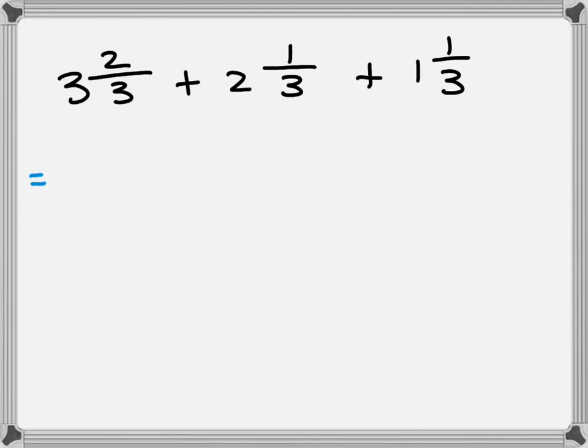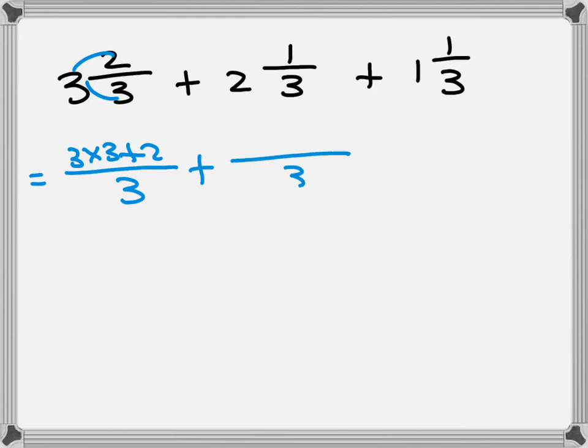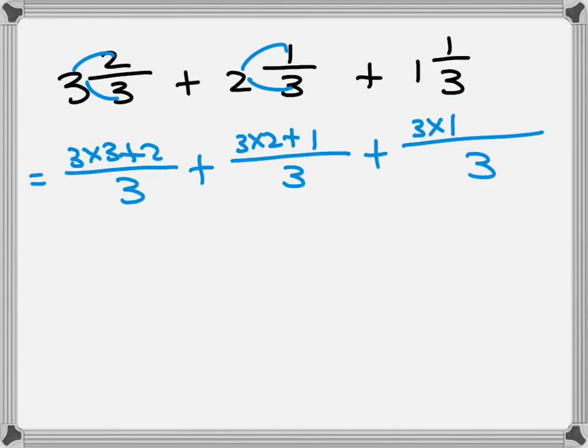So the first one is going to be over 3, and it's going to be 3 times 3 plus 2. Plus, the next one's over 3. 3 times 2 plus 1. Plus, the next one's over 3. 3 times 1 plus 1. Okay, so let's work them out.